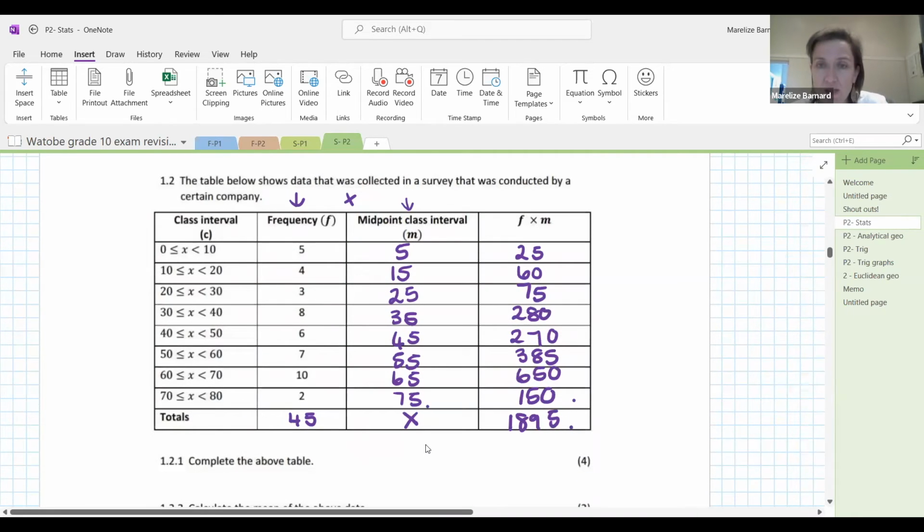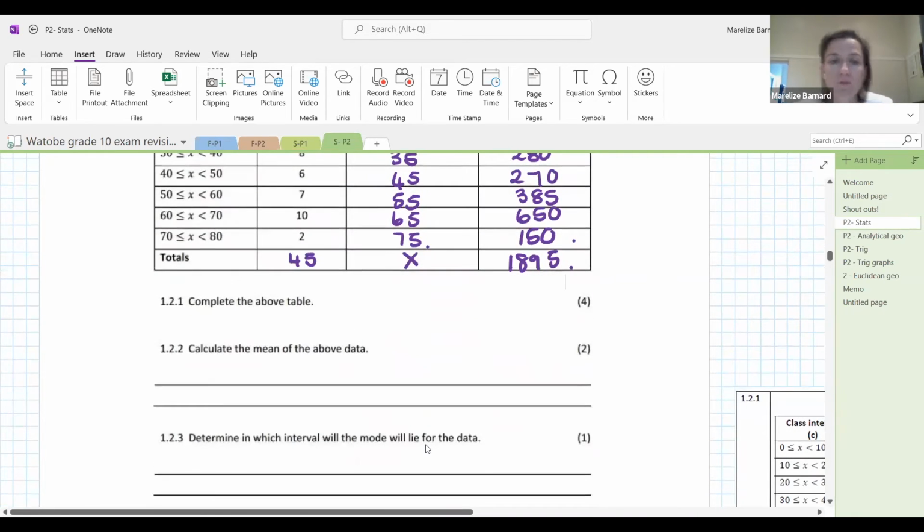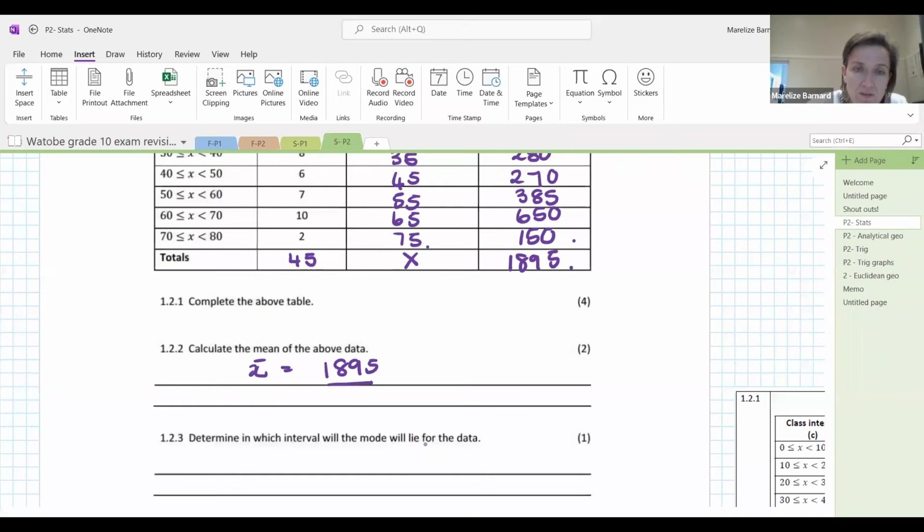It's an easy 4 marks, eh? If you know what each thing is and what this is for. So we're going to calculate the mean. And the mean is just that total, 1895, divided by the total frequency. So we divide that by 45, and that gives us, as Mitchell said, 42.11. Nice.